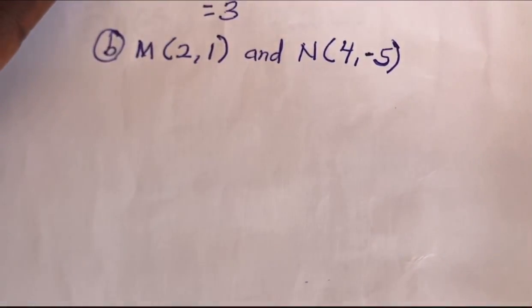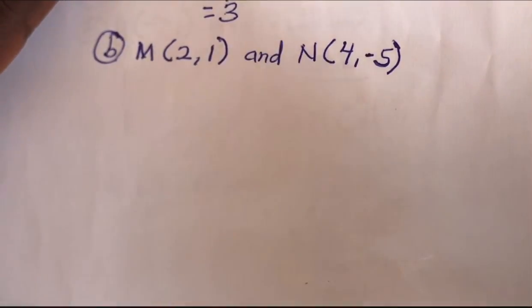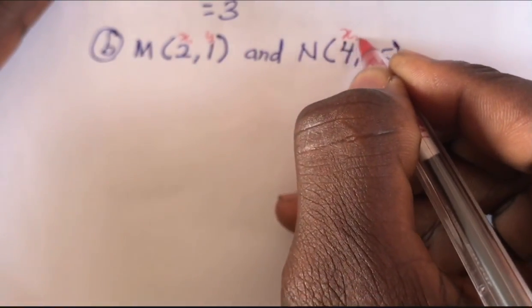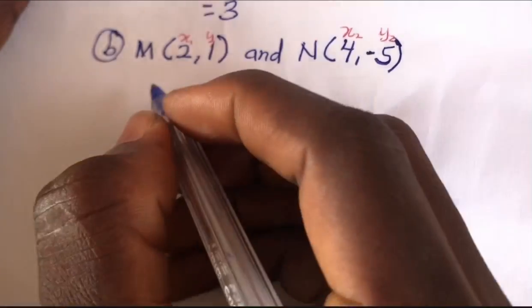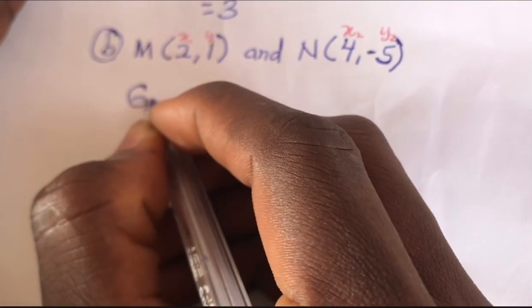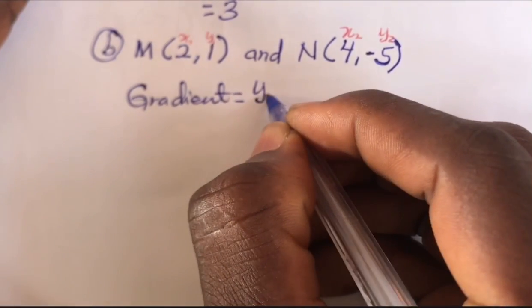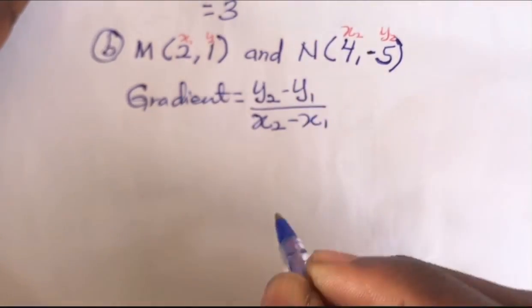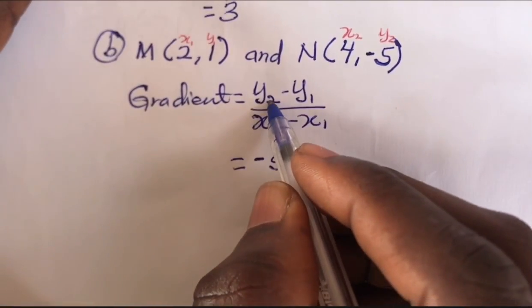So let us take the next question. The next question is M with coordinates (2, 1) and N with coordinates (4, -5). So I want to label this as my x1, y1, x2, y2. I hope we are getting it. So the formula: gradient is given as y2 minus y1 all over x2 minus x1.